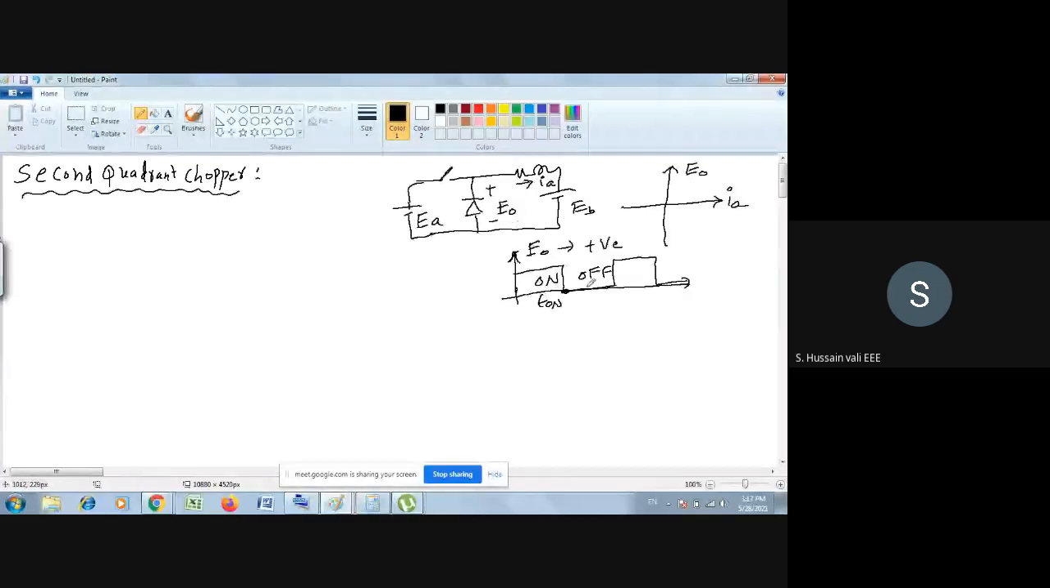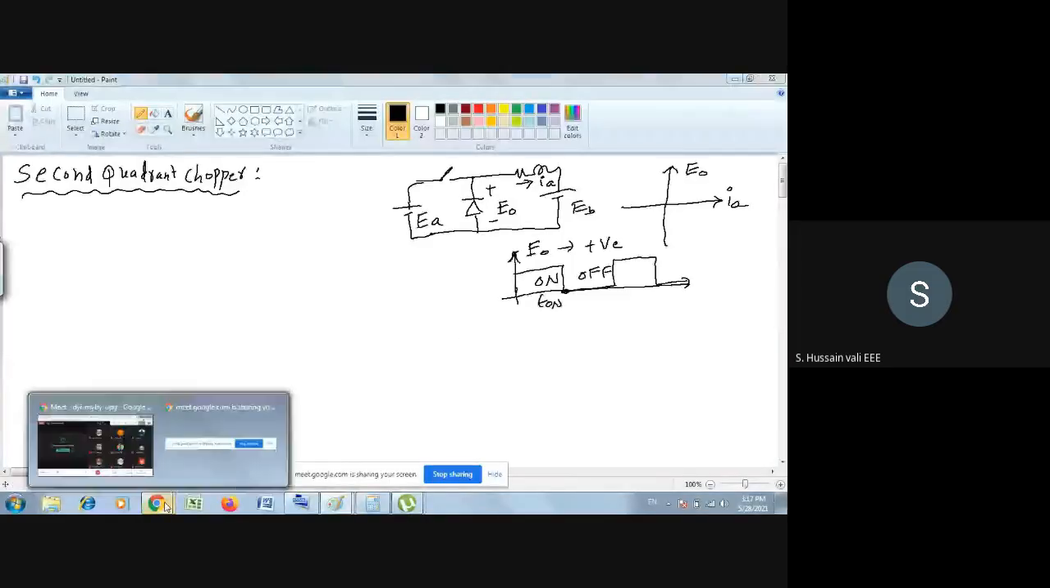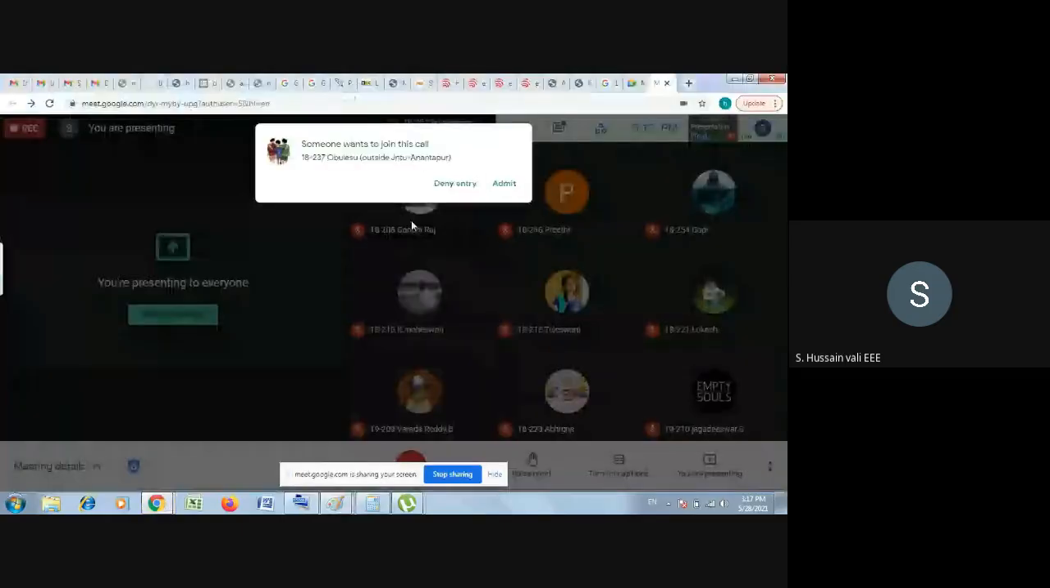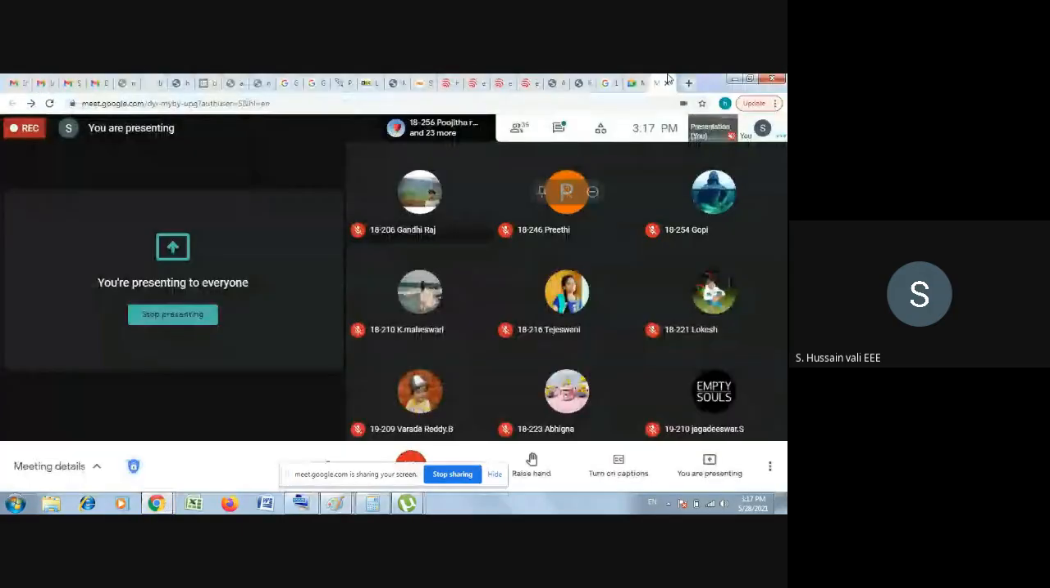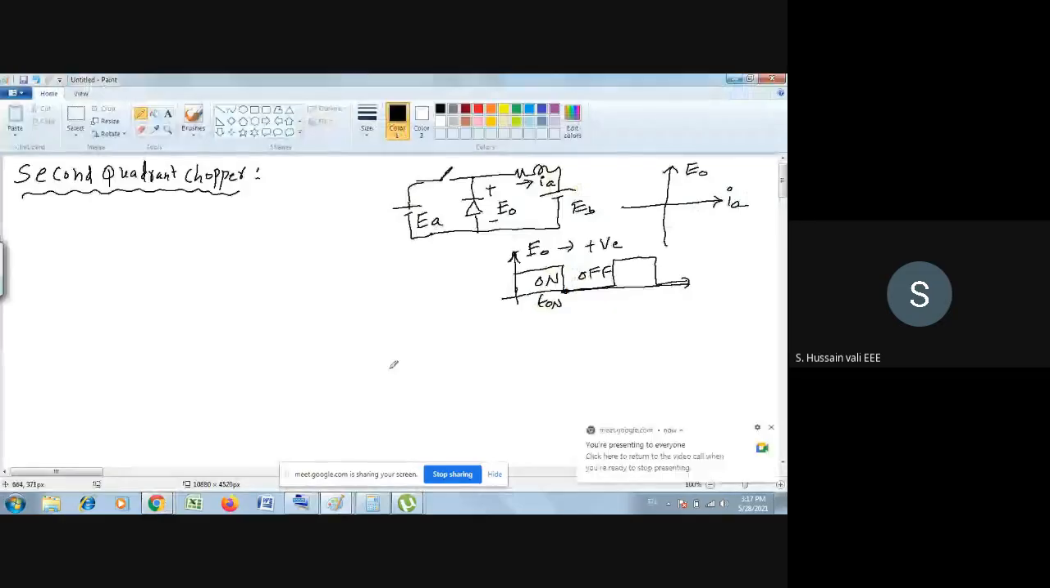Similarly, what is IA? I have taken the IA direction from left side to right side, that is the EA direction. Now you tell me, when the switch is closed, what is the direction of the current? This is the direction of the current. When the switch is off, the diode will conduct. In that case also, the current is from left side to right side only. It means whether the switch is on or off, E naught is always positive. Similarly, IA is also positive.